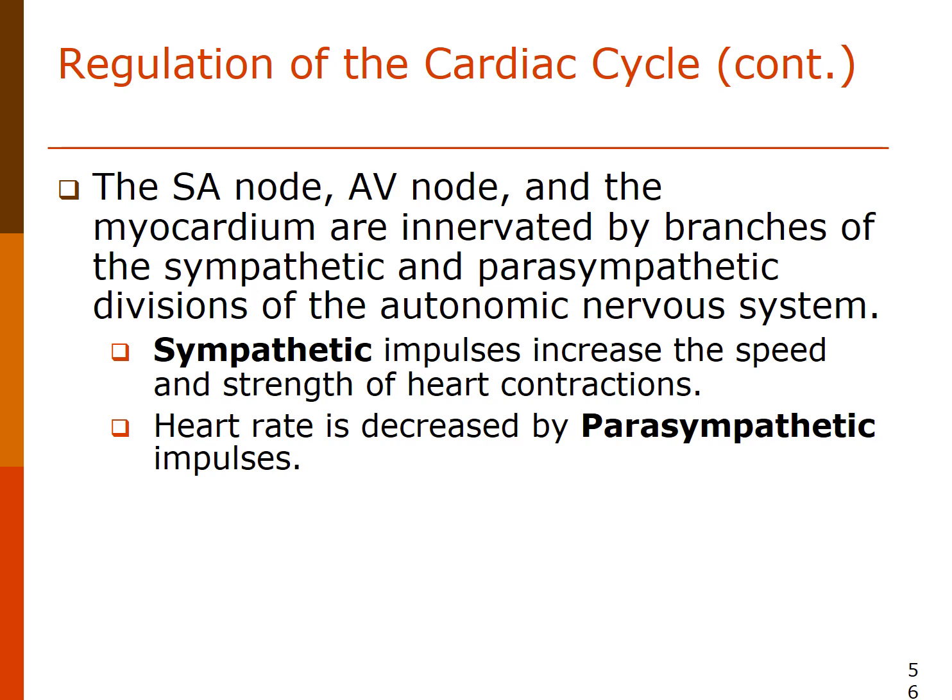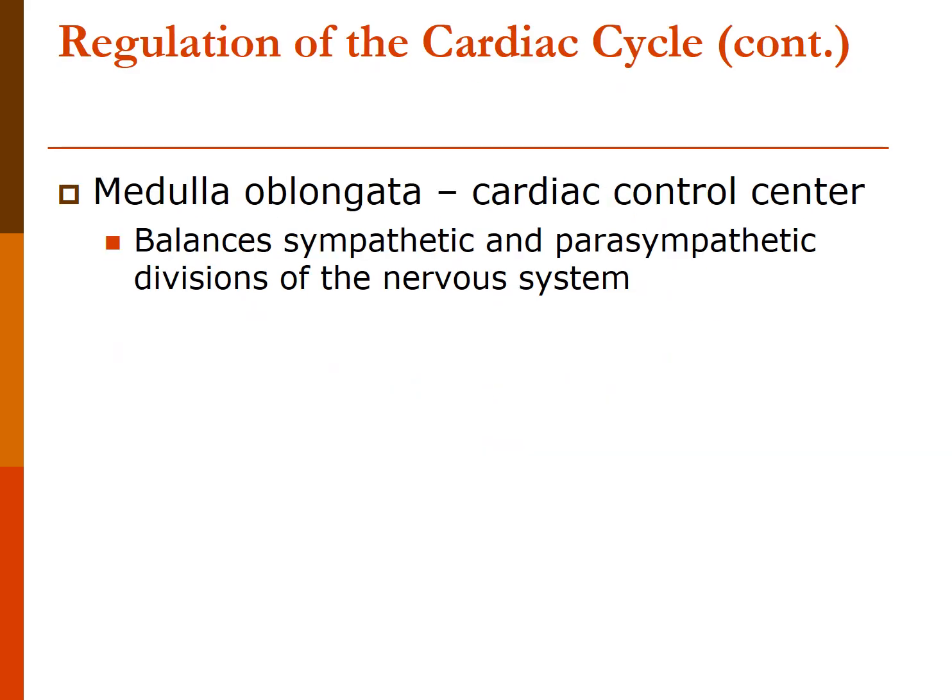And these both function at the same time, kind of like you're driving your car with 2 feet. So if the heart rate needs to slow down, you would increase parasympathetic impulses and decrease sympathetic impulses. The medulla oblongata contains the cardiac control center. This is the area of the brain that balances the sympathetic and parasympathetic divisions of the nervous system.